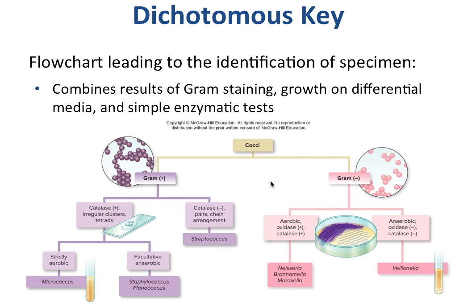If the cocci bacteria are Gram-negative, we can test the bacteria with oxidase and catalase. If the bacteria are oxidase positive and catalase positive, that would be Neisseria or Moraxella. If the bacteria are oxidase negative, catalase negative, that will be Veillonella.